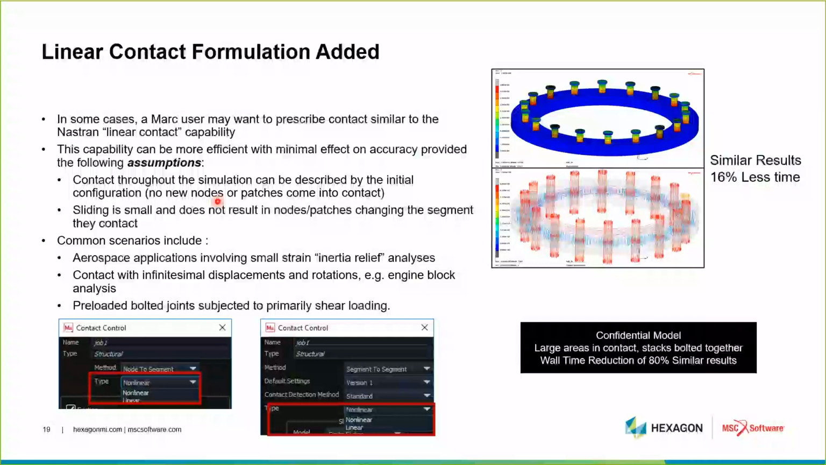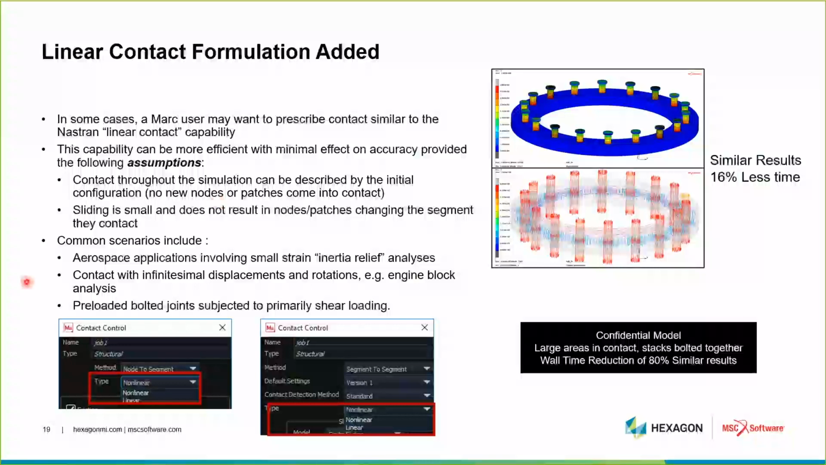Common scenarios might be some aerospace applications where you have small strain inertia relief, contact with infinitesimal displacement rotations, for instance, maybe an engine block analysis. I think preloaded bolted joints, where you're subjected to primary shear loading, the bolts take the majority of the shear, unless you would actually have some friction as well. And so these are areas where you can maybe benefit from this linear contact formulation.